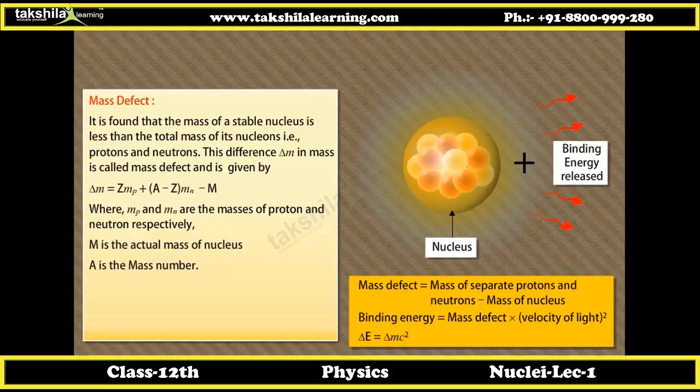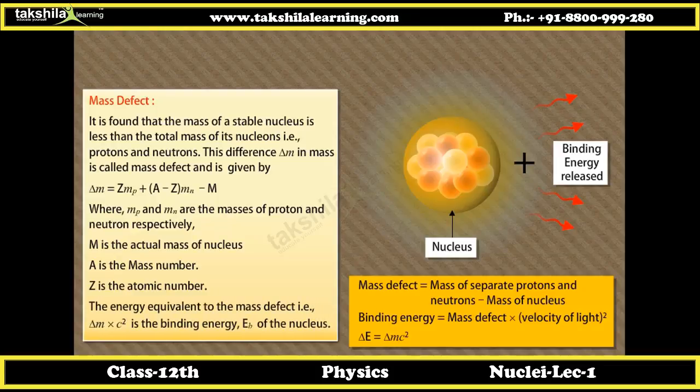A is the mass number. Z is the atomic number. The energy equivalent to the mass defect, that is Δm c², is the binding energy, EB, of the nucleus.